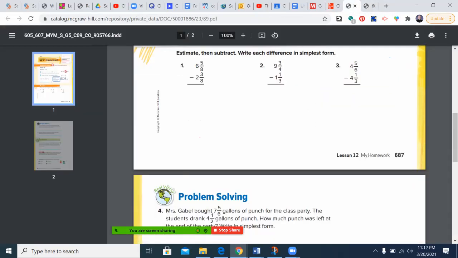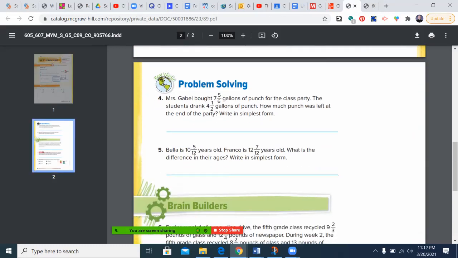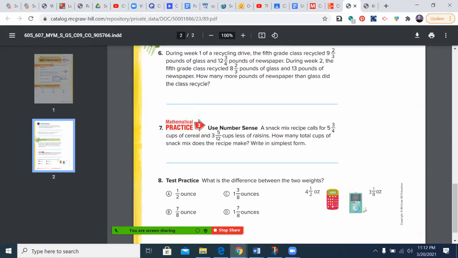On the assignment, you're going to do the same thing. Estimates largely can be in your head, but you're welcome to write it down. Remember to write in simplest form. And if you have any questions, please reach out to me.